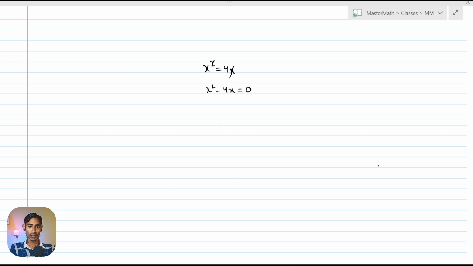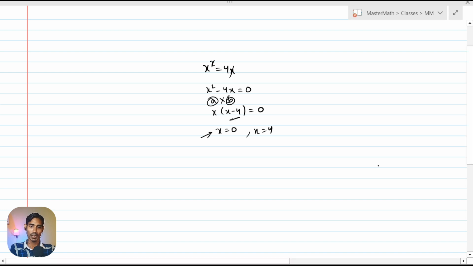It's always recommended. This is the quadratic equations chapter, and in quadratic equations, how many solutions do we have? Two solutions. So x into (x minus 4) is 0, and x is equal to 0 and x is equal to 4. Why? Because it is like a into b: either a can be 0 or b can be 0, right? So please keep this in mind.